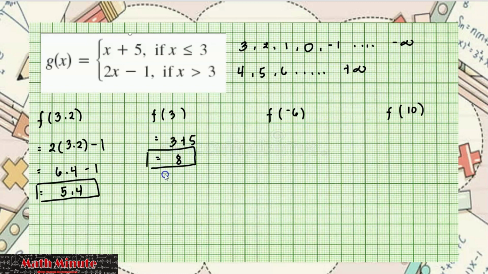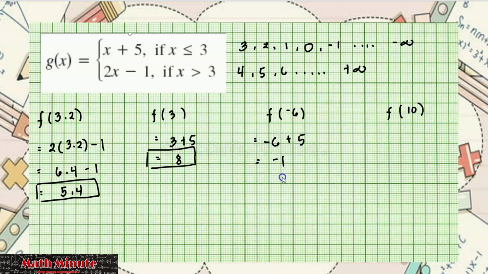Next will be f of negative 6. So f of negative 6, we will use the first also since negative 6 is less than 3. So this will be negative 6 plus 5, and negative 6 plus 5 is equal to negative 1.